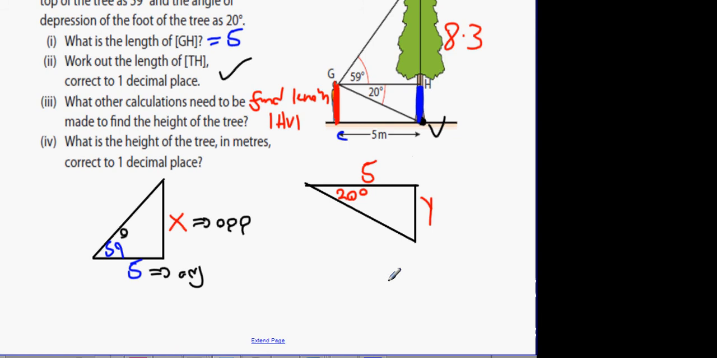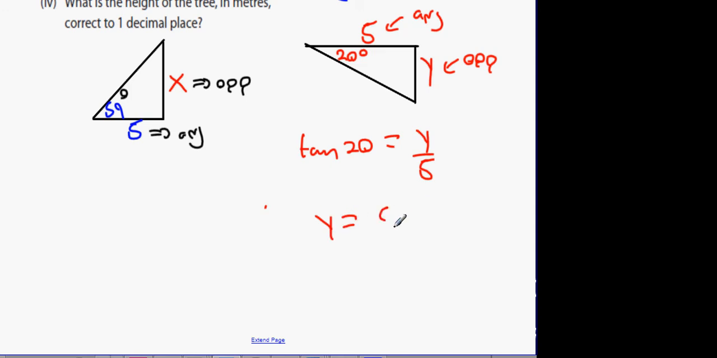Call this y. What function do we use, Brian? Tan. Which one's the opposite and which one's the adjacent? The y is the opposite. Yeah, and 5 is the adjacent. So we're going to get tan 20 equals y over 5. And y equals 5 tan 20. What is 5 tan 20? 1.8 meters.